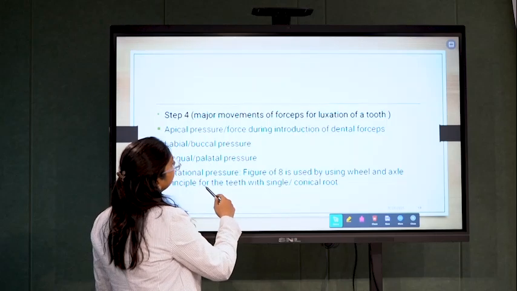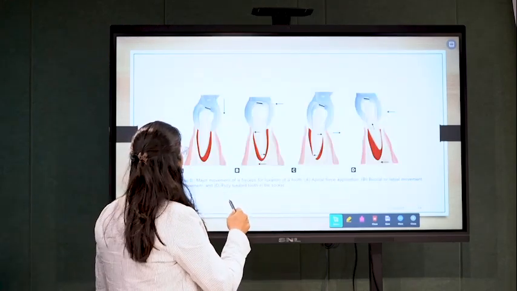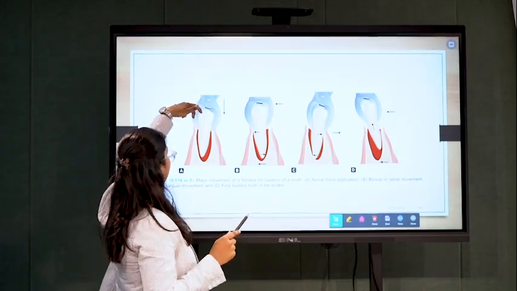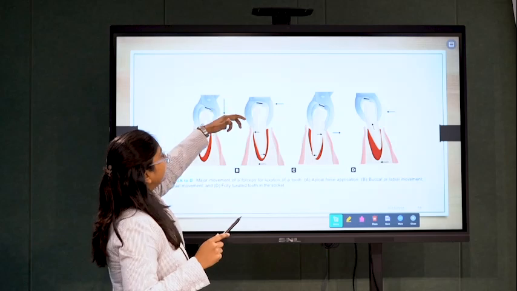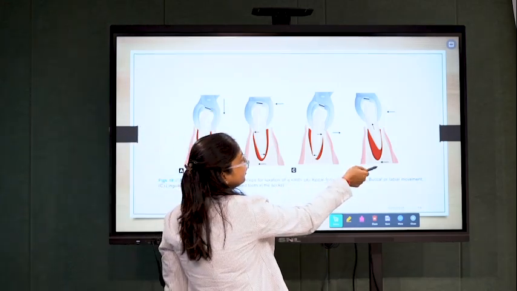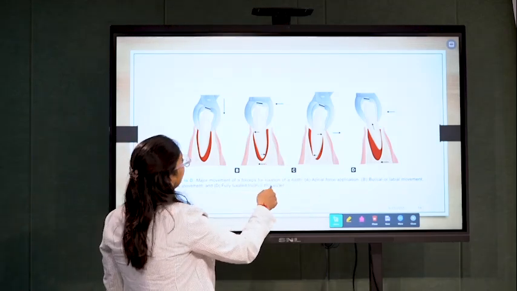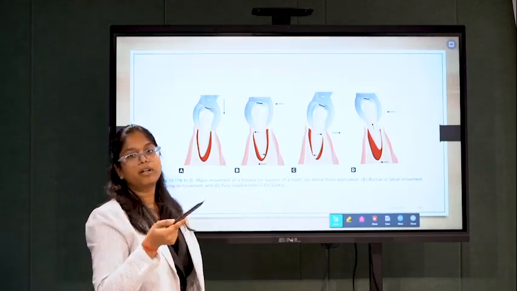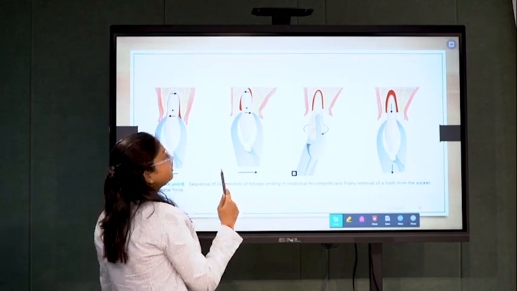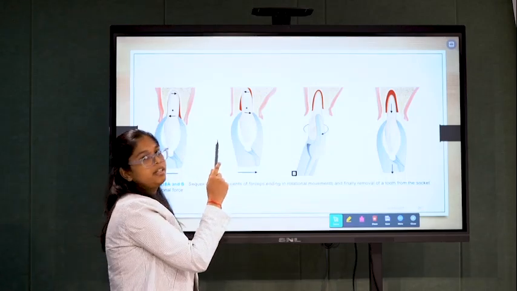The next slide has some examples of the forces. It will be demonstrated. First, when you are rocking for extraction, you have to give your apical force, then buccal force, then lingual force, and the last will be your traction force, that is pulling out the tooth. This was the example where buccal and palatal forces were used, and this is the example where rotational force is used.